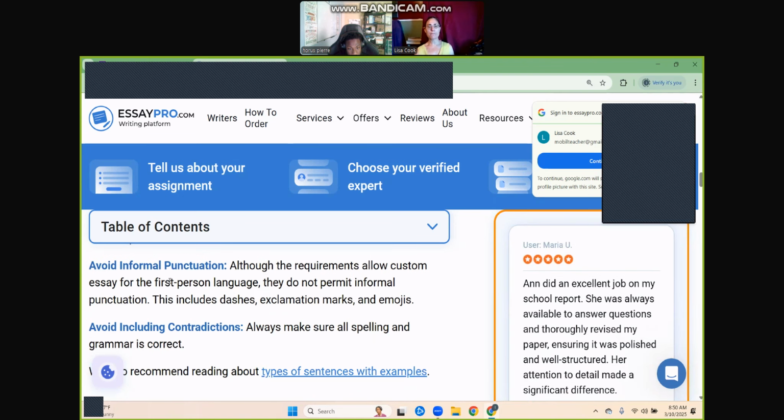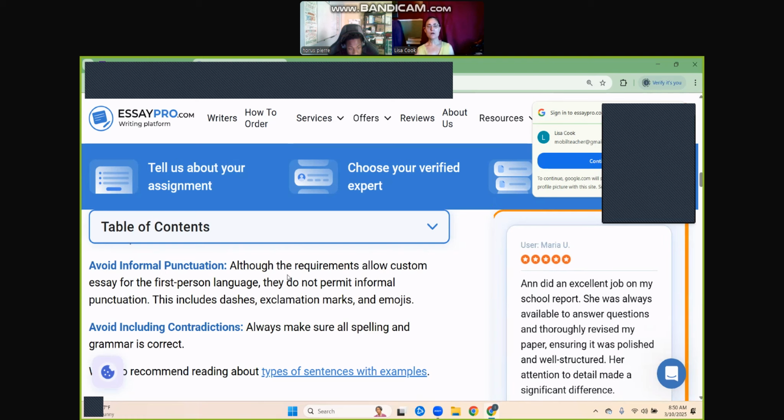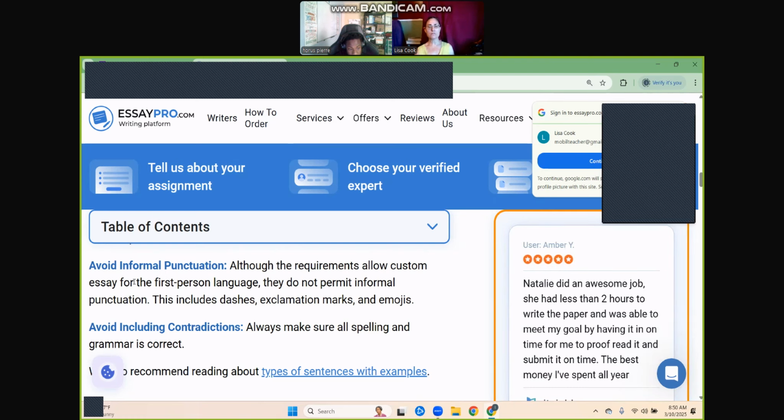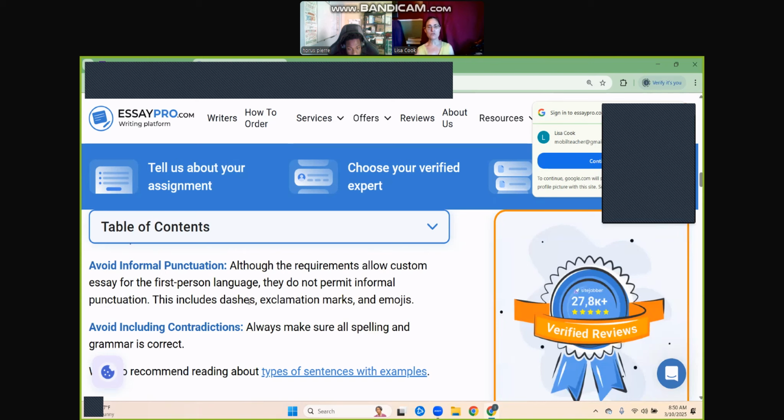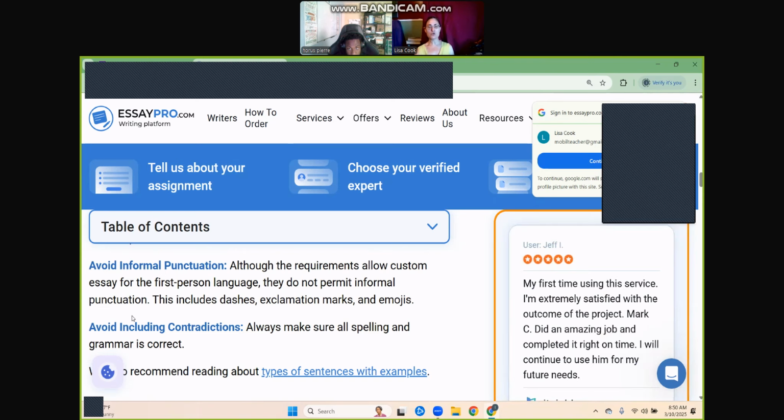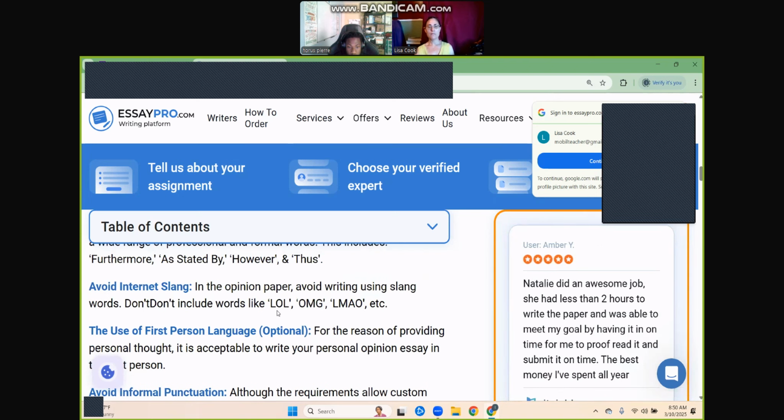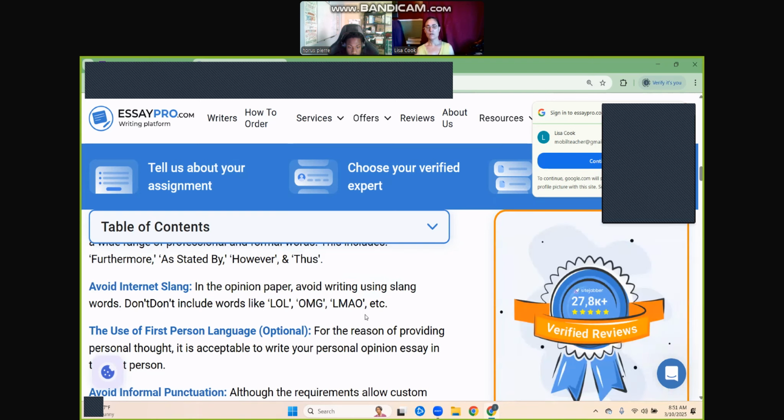Avoid impersonal punctuation. Although the requirements allow for first person language, they do not permit informal punctuation. This includes dashes, exclamation marks, and emojis. Basically, this. And the happy face.